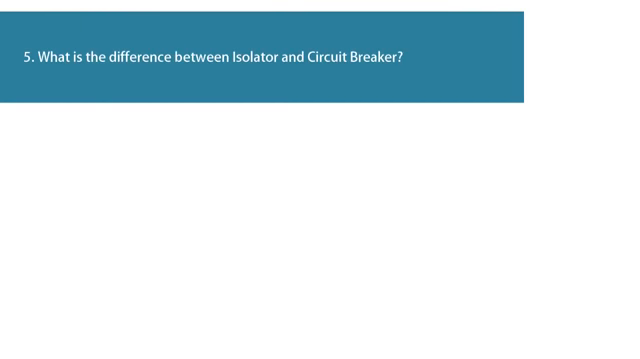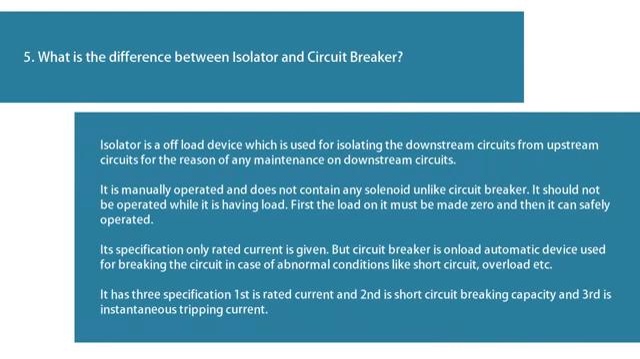5. What is the difference between isolator and circuit breaker? Isolator is an off-load device which is used for isolating the downstream circuits from upstream circuits for the reason of any maintenance on downstream circuits. It is manually operated and does not contain any solenoid, unlike circuit breaker. It should not be operated while it is having load. First, the load on it must be made 0 and then it can be safely operated. In its specification only rated current is given.